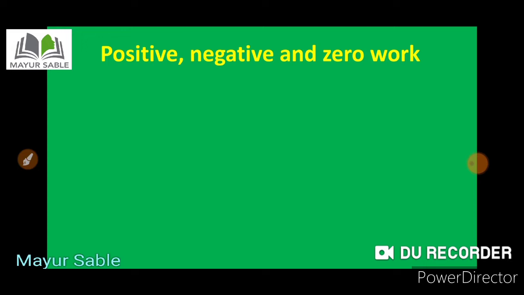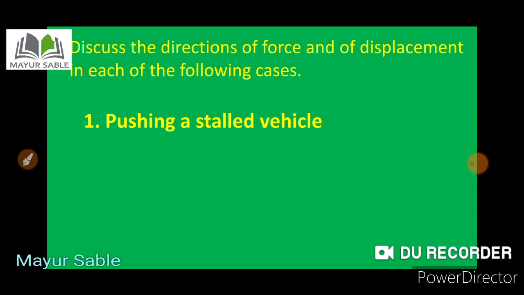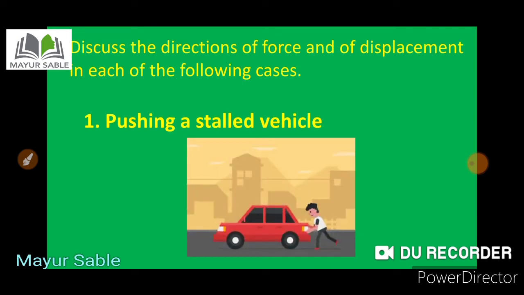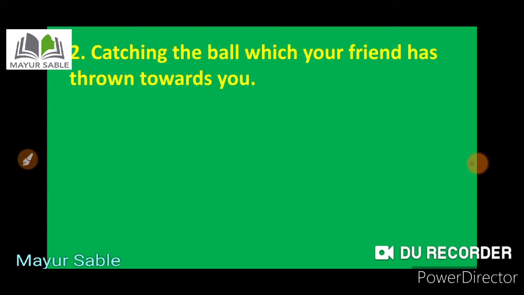The first case is pushing a stalled vehicle. Here you can see in the picture a vehicle being pushed by a boy. He is pushing the vehicle and the vehicle is going to get displaced. So we can conclude that the direction of the applied force and the direction of displacement of that stalled vehicle are the same.